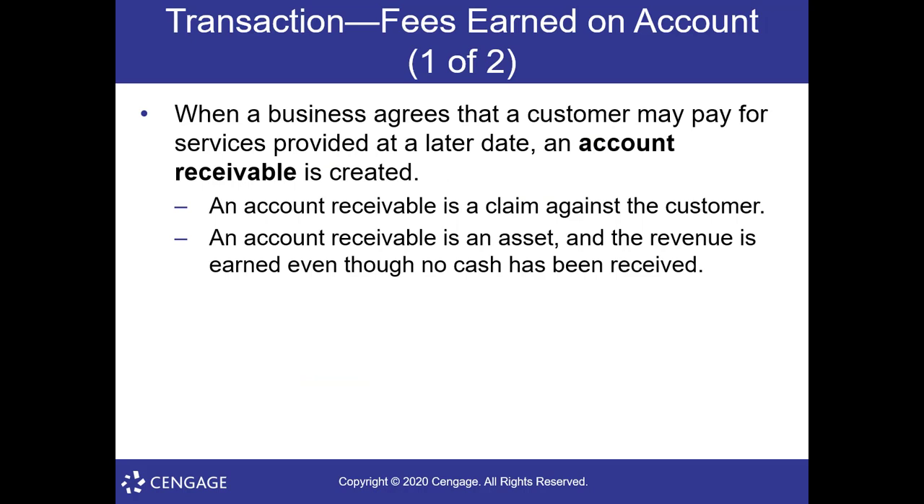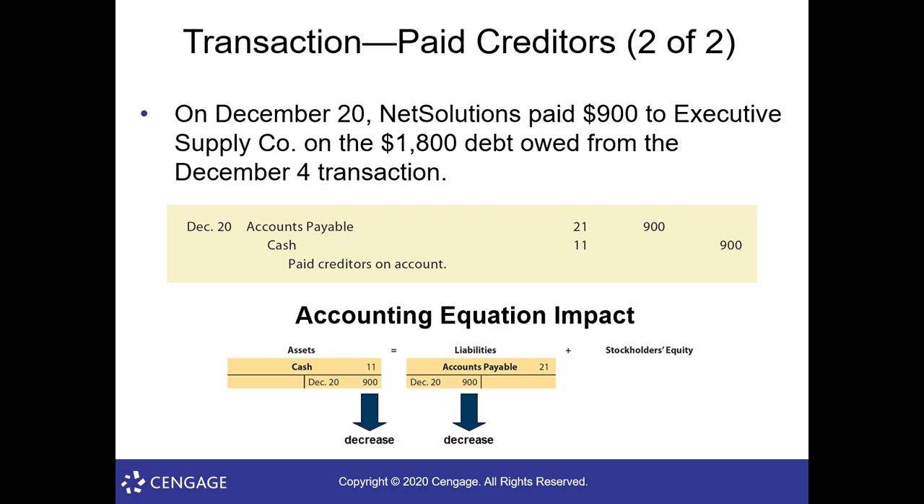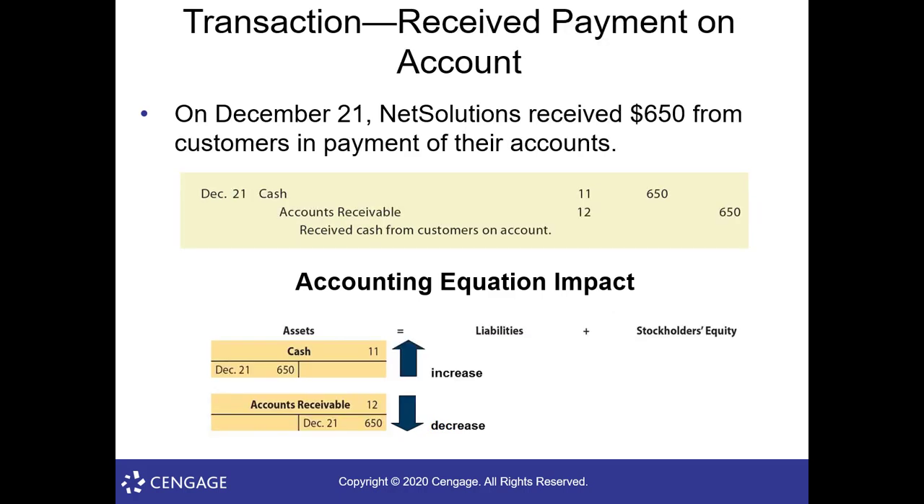Okay, fees earned on account is an accounts receivable. It's a customer that we invoice and they promise to pay us in the future. So if we get $1,750 in invoices that we send out in the middle of December to our customers that we did work for, that is an accounts receivable. And we pay down some of the debt on the office equipment that we bought. We received another payment from the invoices that we sent out on December 14th.